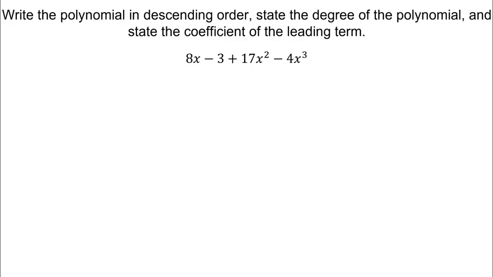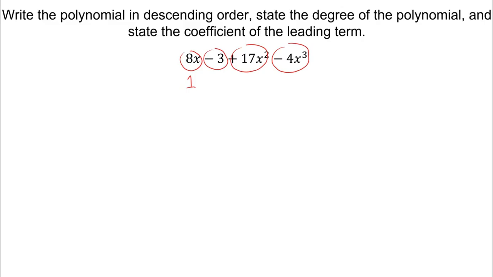So let's write this polynomial in descending order, state the degree of the polynomial, and then state the coefficient of the leading term. And we're given the polynomial 8x minus 3 plus 17x squared minus 4x to the 3rd power. The first thing we want to do is take a look at each one of the terms. Well, this polynomial has 1, 2, 3, 4 terms. What's the degree of the first term? The first term is 8x. The exponent on the variable is 1. So the first term has a degree of 1.